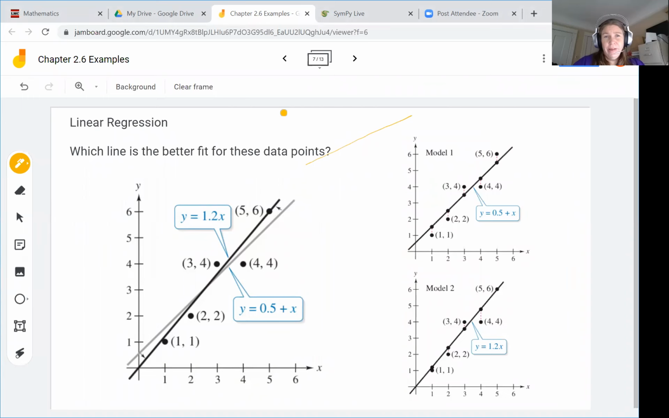In this video, we take a look here at chapter 2.6, linear regression. So we are going to see how to use matrices to find the line of best fit. All right, so the idea of linear regression is when you have a set of data points, you want to make a model to fit it. So right now we're going to look at linear regression.